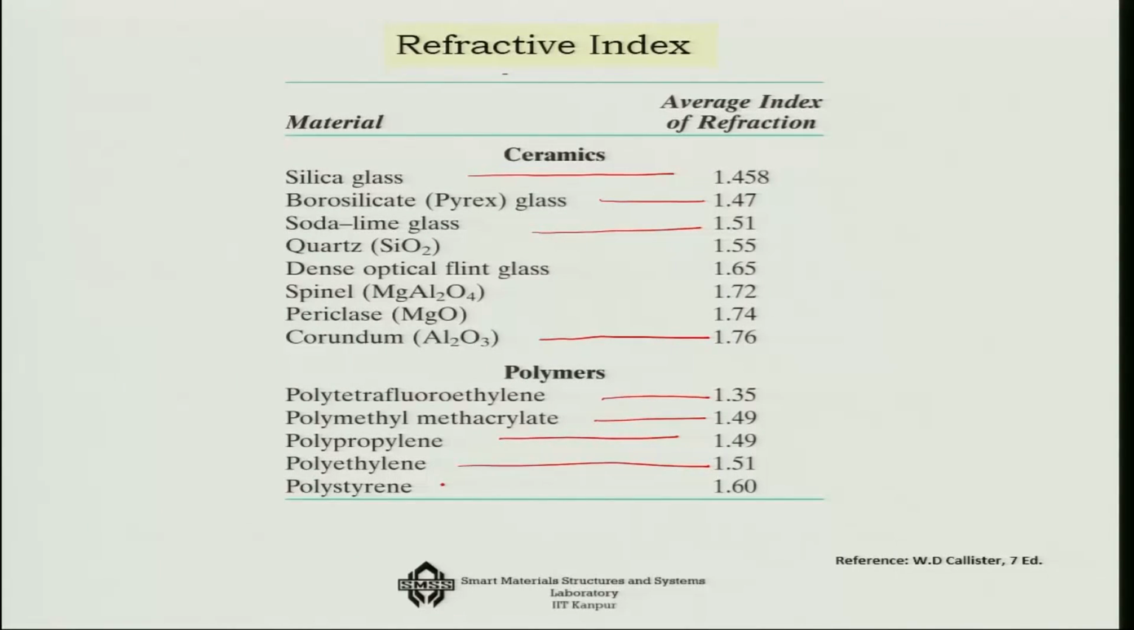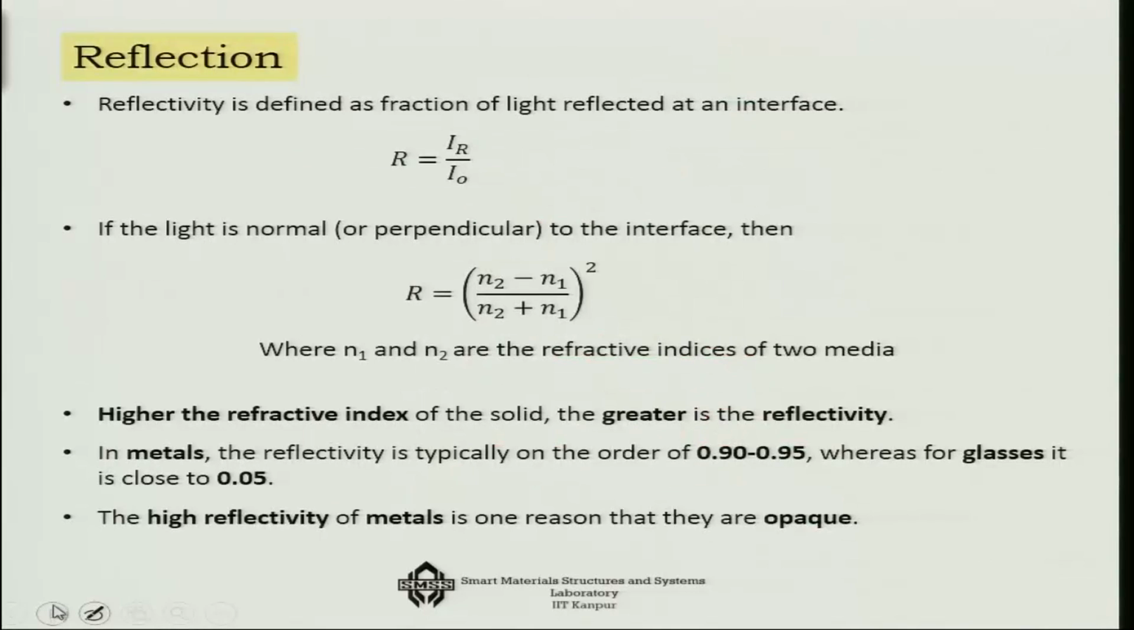Polyethylene 1.51, polystyrene 1.60. So, it is possible today to have transparent, optically transparent systems both from polymers as well as from ceramics. That is good because ceramics are brittle, but polymers are not. Now, let us come to the reflection.